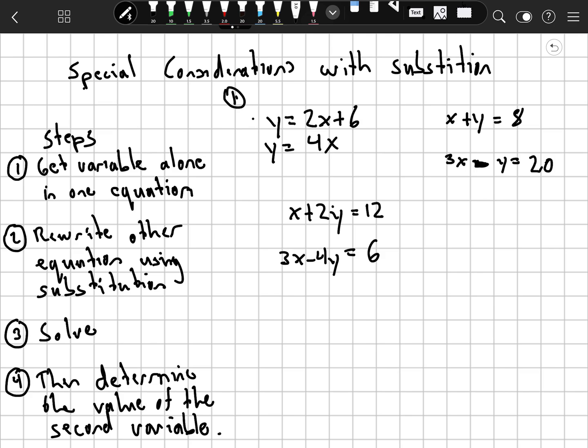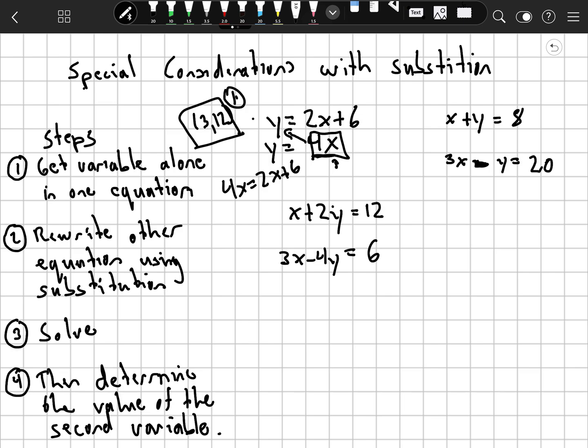All you have to do, y is already alone, all you have to do is substitute that 4x, just plug it in right there, and you have 4x equals 2x plus 6. And from there you subtract the 2x. 2x equals 6, divided by 2, x is 3. Once you know x is 3, put it back in there, and y is going to be 12. So 3 comma 12 is your solution. That's actually an easier one when you have them both in function form like that.